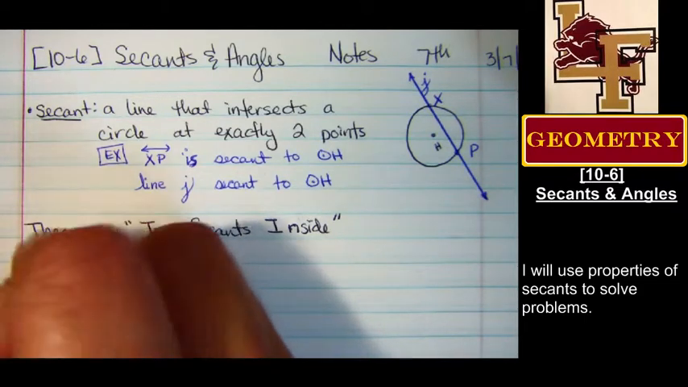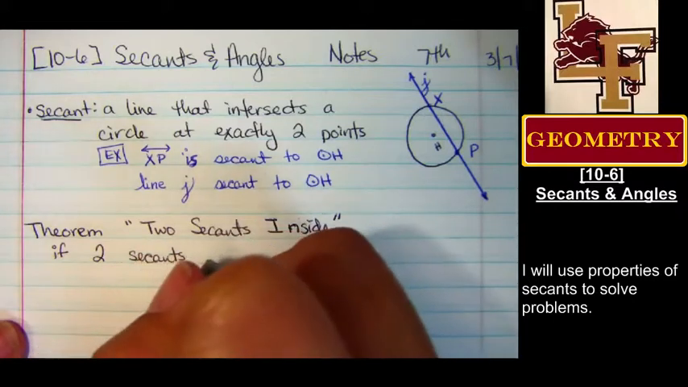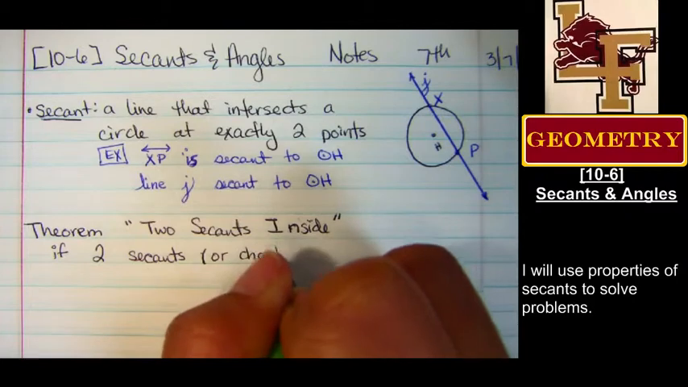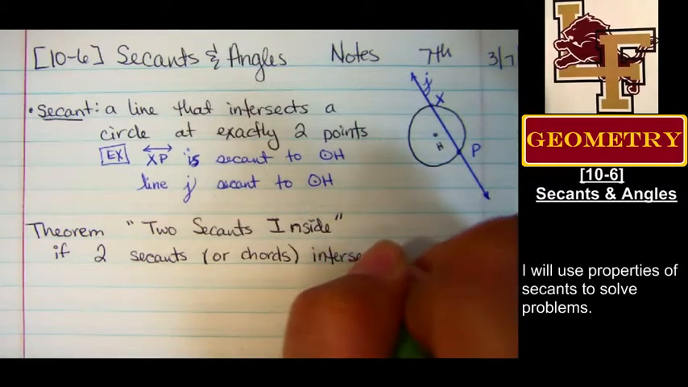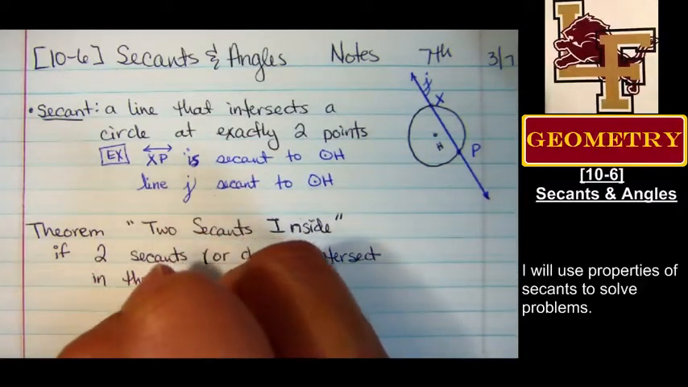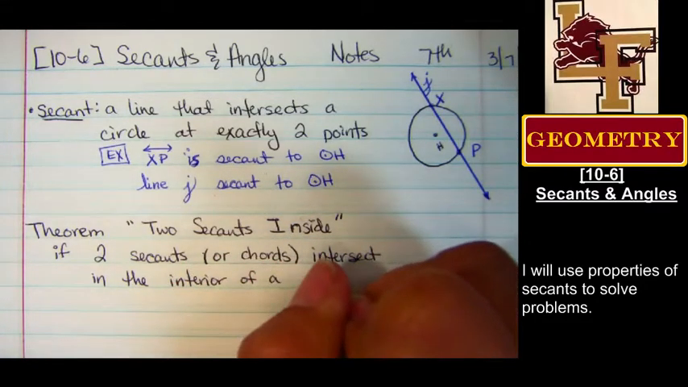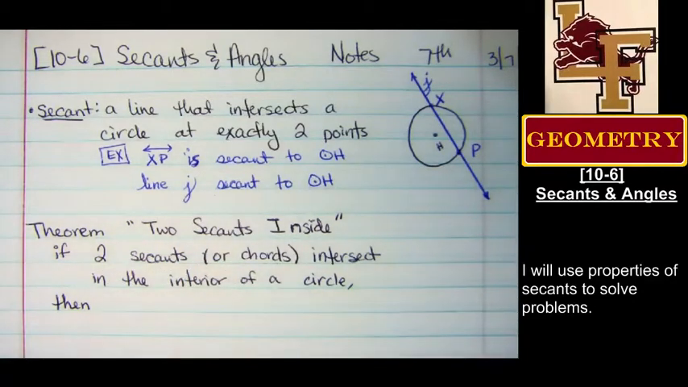All right. The theorem says, if 2 secants or chords intersect in the interior of a circle, then... We'll get to the then in a second. Let's draw the setup first, okay?